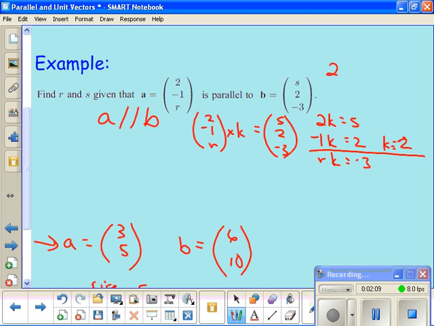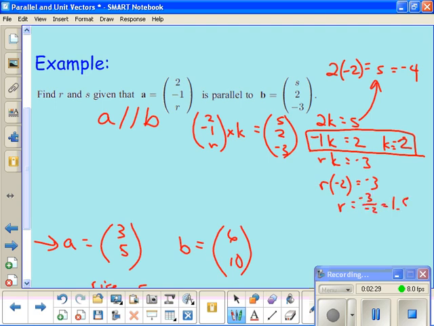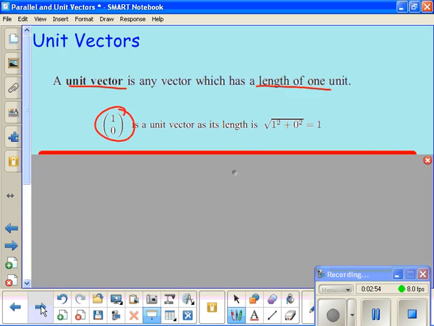Once I know that k is -2, I can find r and s. So if I put -2 in here, 2 times -2 equals s, so s is -4. And down here on the bottom equation, it's going to be r times -2 equals -3, so r is -3 divided by -2, which is 1.5. So we can find both of those based on the fact that we knew that they were parallel. Okay, what would make them go parallel in the opposite direction? Just k would have to be a negative, like in this problem. These are going in opposite directions. All right, so continuing on. So parallel. What would make it twice as long? Well, k would have to be 2, and so on.